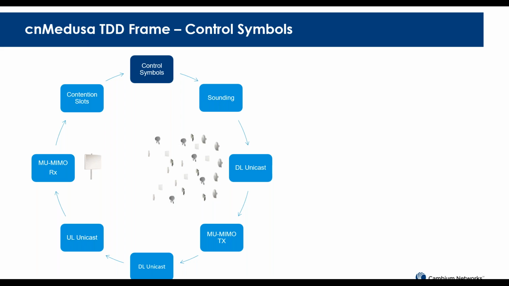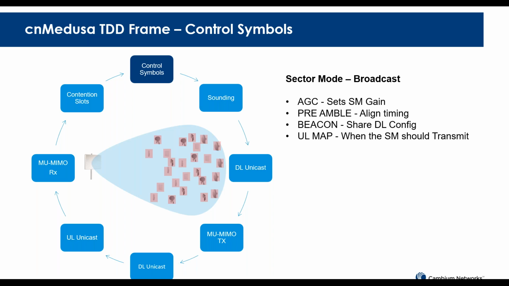The first type of symbol in a frame is control symbols. These are symbols that are sent in broadcast mode because they need to be received by all the subscribers. These are the AGC symbol that's used by the subscribers to set the gain, the preamble that's used by the subscribers to align the frame in frequency and in time, the beacon, which contains configuration parameters of the sector, and the uplink map, which contains the schedule that indicates to each subscriber when they can transmit during the uplink portion of the frame. Because this information has to be received by all the subscribers, this is sent in sector mode.